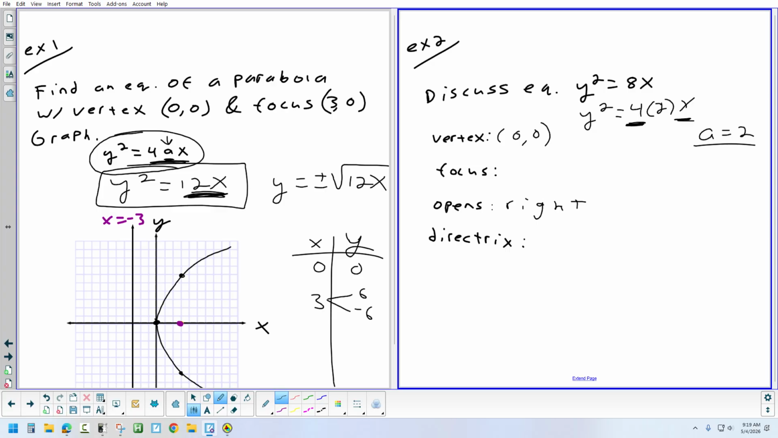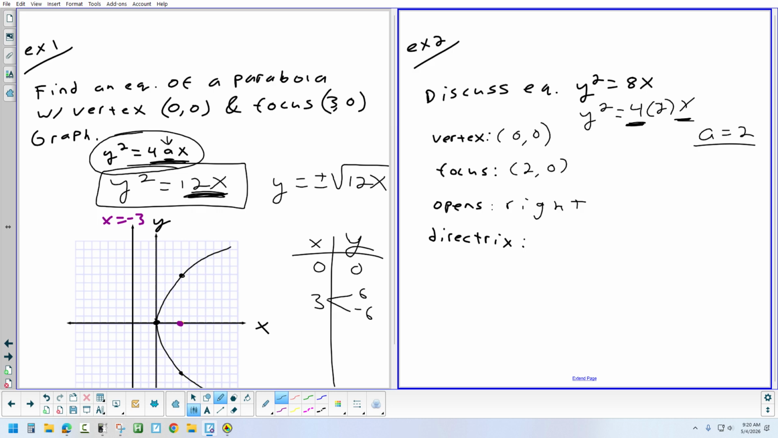Figuring out that direction right after you figure out your vertex is important because now you can figure out your focus. We know the focus is 2 units away from the vertex, but if you don't know the direction it opens, you don't know is it 2 units up, down, left, or right. Now you know it opens right. So the focus is 2 units right of the vertex. So where would that put the coordinate of the focus? Yeah, 2, 0.